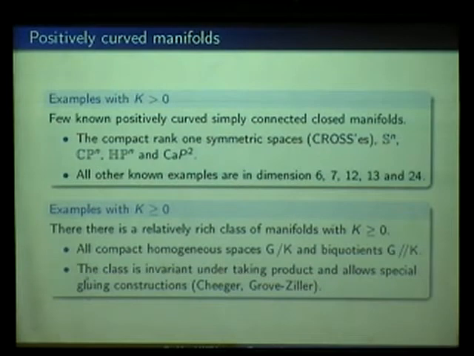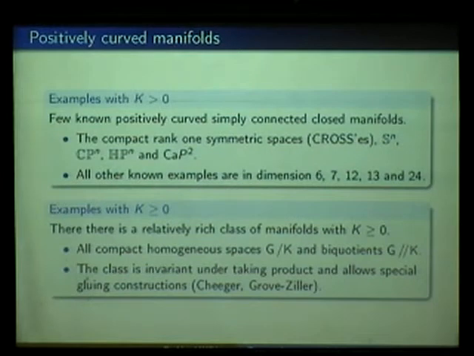Right. So that's one thing. And by comparison, there's a relatively rich class of examples for non-negative sectional curvature. So if you only ask for non-negative sectional curvature, then you actually have quite a rich class of examples. So, for example, every compact homogeneous space inherits a metric of non-negative sectional curvature from the bi-invariant metric of the Lie group. If you have a Lie group with a bi-invariant metric, it has non-negative sectional curvature, and any quotient has non-negative sectional curvature, and you get non-negative sectional curvature this way.